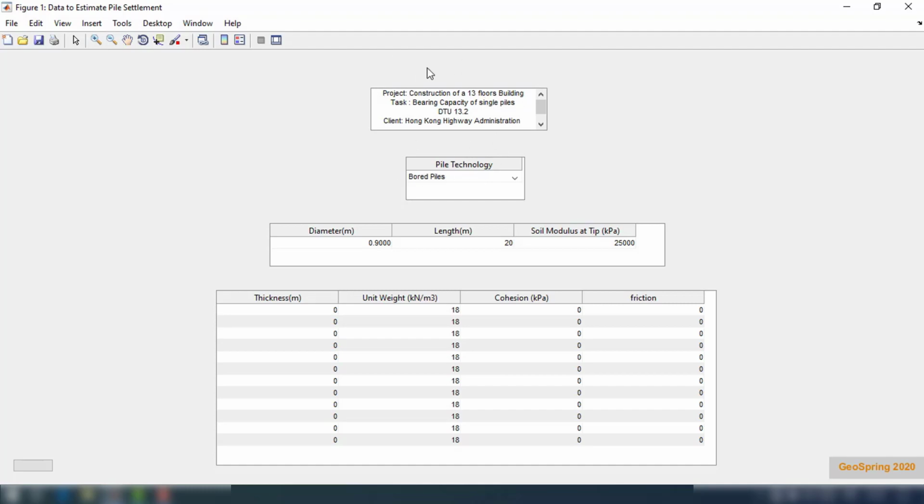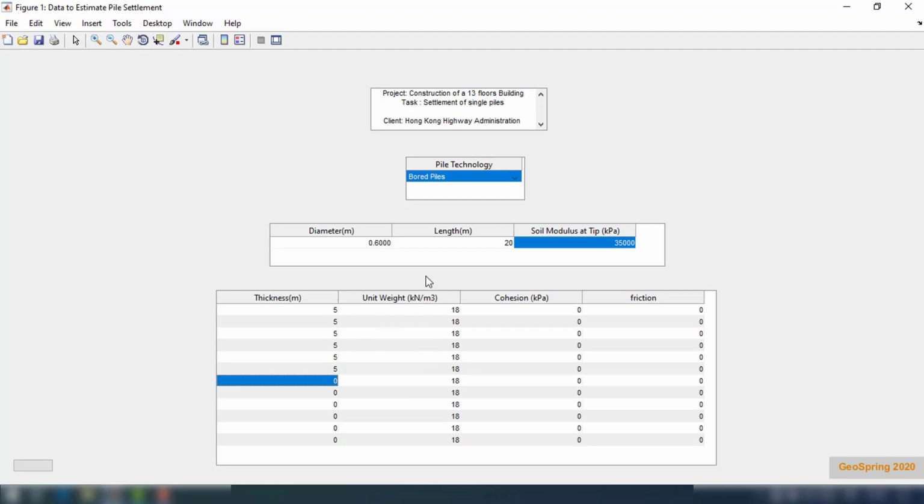So here you put the task, for example settlement of single piles, and here you put your client. Here you put your pile technology, for example bored piles, the diameter of your pile, for example 0.6, the length, let us say 20, and the soil modulus at the tip, let us say 35 MPa. Here you put the thickness of each layer.